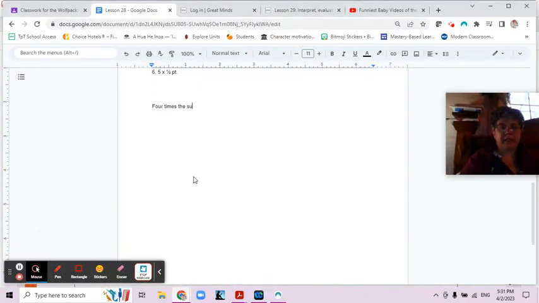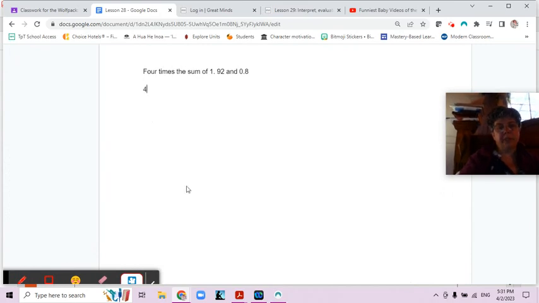4 times the sum of 1 and 92 hundredths and 8 tenths. There's your statement. Now we need to write it as an expression. So we're going to write it in number sentence, basically. 4 times the sum of 1 and 92 hundredths plus 8 tenths. Okay, make sure you're writing that down for station 2.